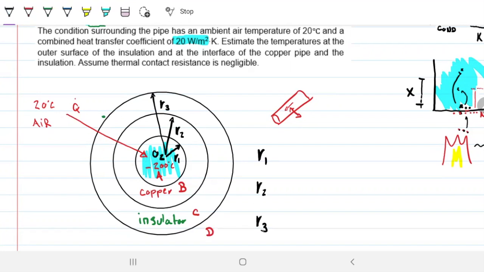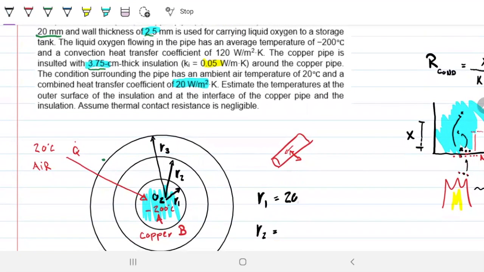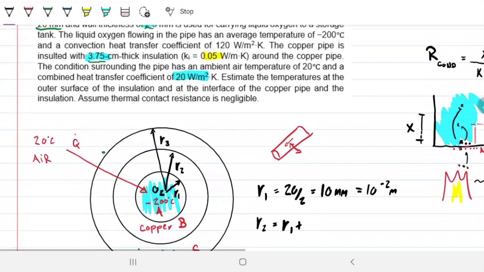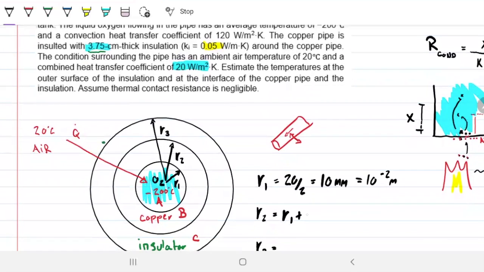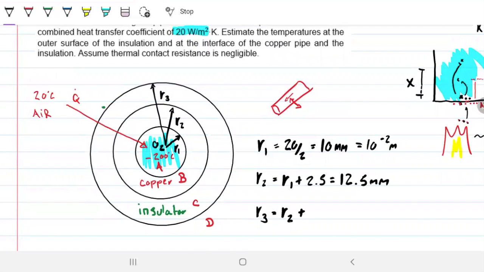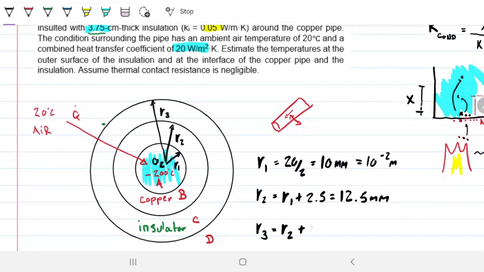I remember last week we had some problems when grabbing our radii, so make sure you're really comfortable with this. The inner diameter is 20 millimeters, so our first radius will be the 20 millimeters divided by 2, so that's going to be 10 millimeters, or 10 to the minus 2 meters. Now our second one will be R1 plus the thickness of the copper pipe, which is 2.5, so R1 plus 2.5, which will be 12.5 millimeters. And last but not least, we have R3, which is our R2 plus the thickness of the insulator, which is 37.5 millimeters.